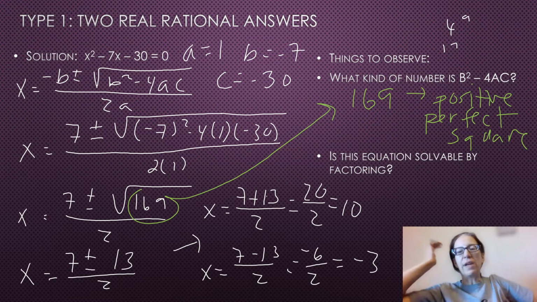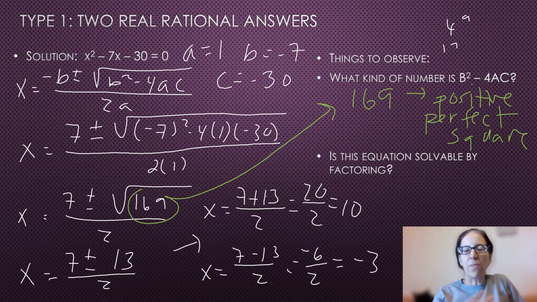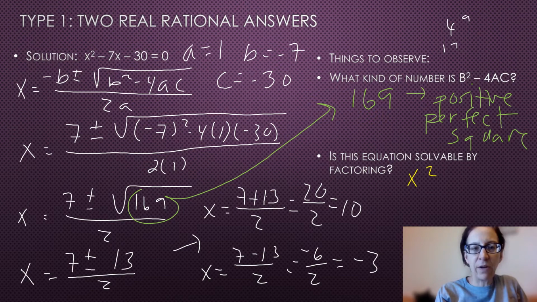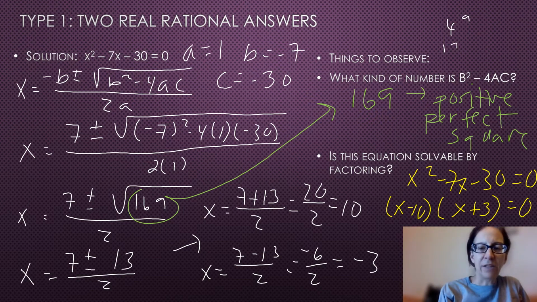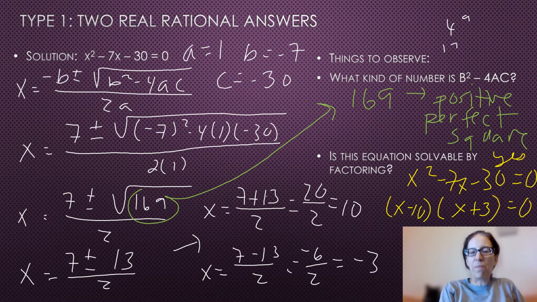And then the next question there is, is this equation factorable? So could we have solved this by factoring it? Well, we've got x squared minus 7x minus 30. And I believe that does factor into x minus 10 and x plus 3. And so, yes, that is solvable by factoring. So we could have factored it.